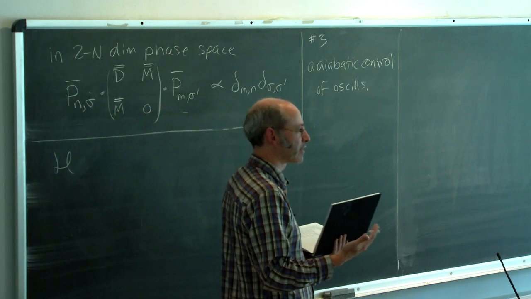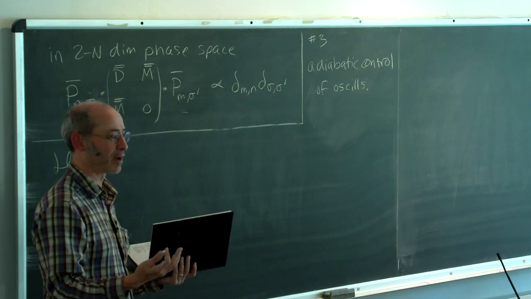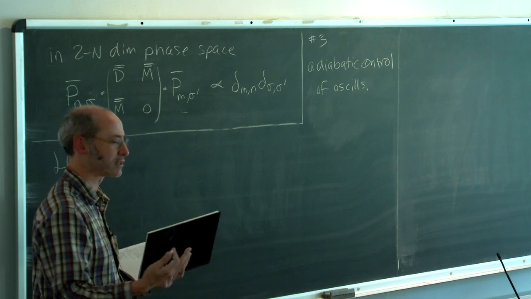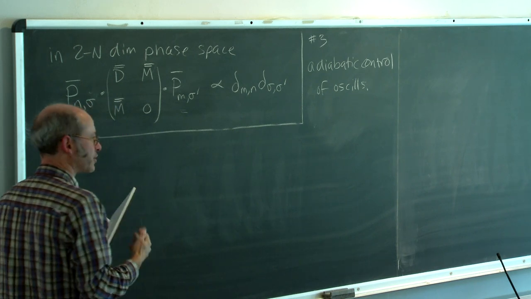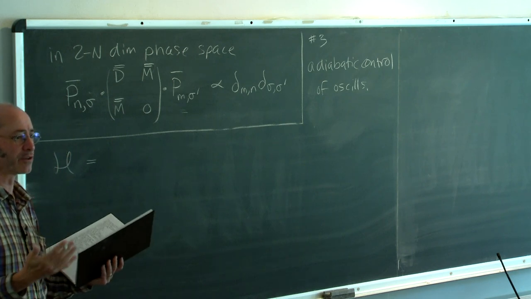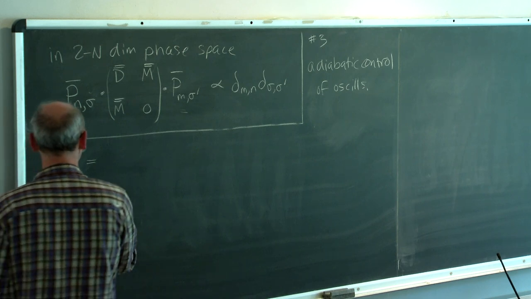But now we're just going to go back to regular old Hamiltonians. This is all going to be about classical mechanics. So this is the classical Hamiltonian. And the classical Hamiltonian is just the matrix whose eigenvalues give me the normal mode frequencies. That's its definition.